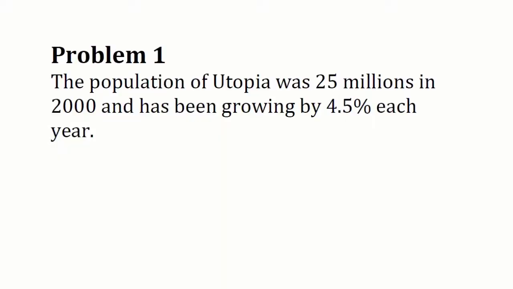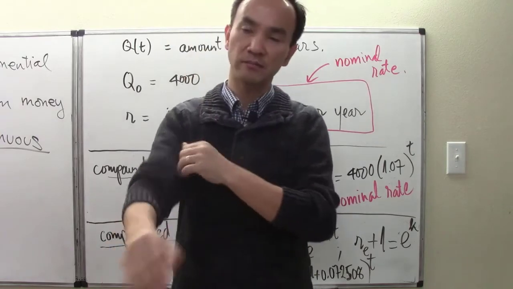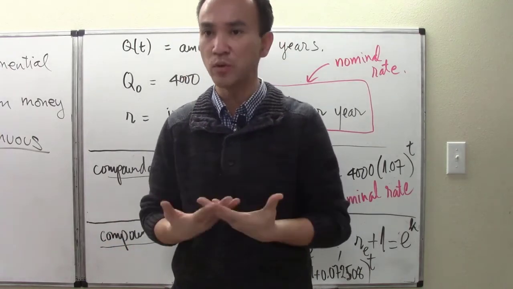All right, so how about right here, in our problem 1. The population of Utopia was 25 million in year 2000 and has been growing by 4.5% each year. And this is where I need to make it clear. Throughout the entire wording of this problem, nowhere is it indicated that the growth here is a continuous growth process.